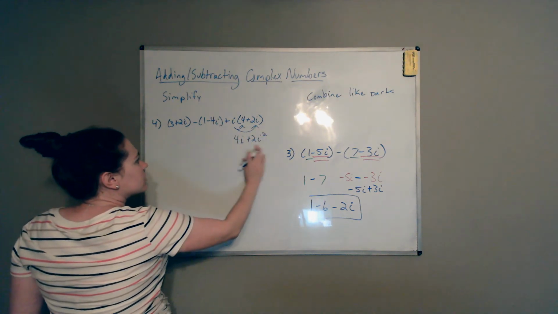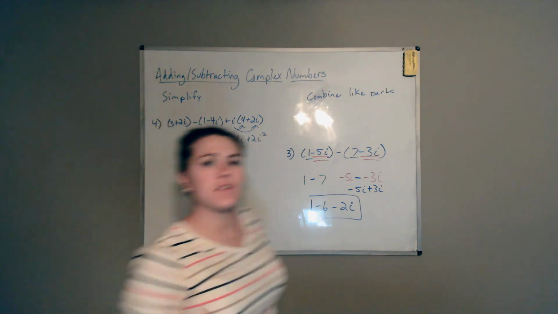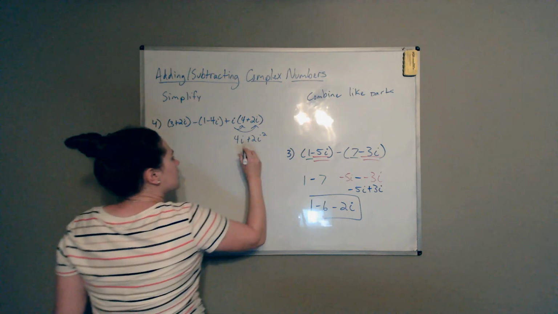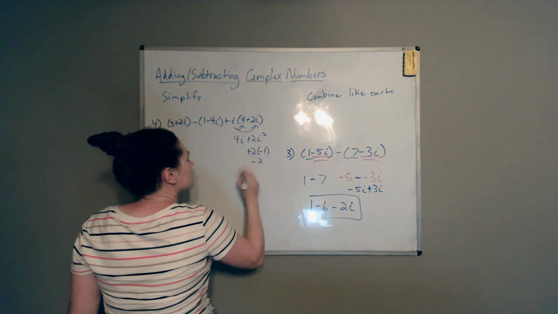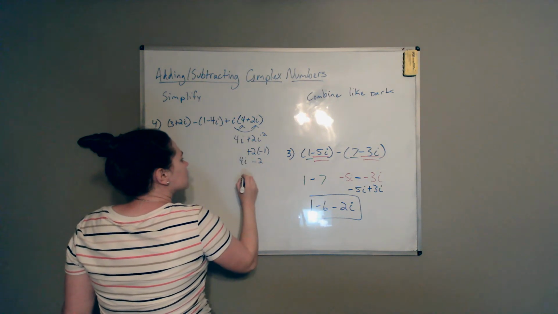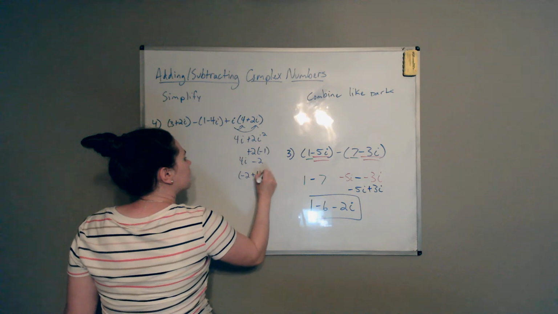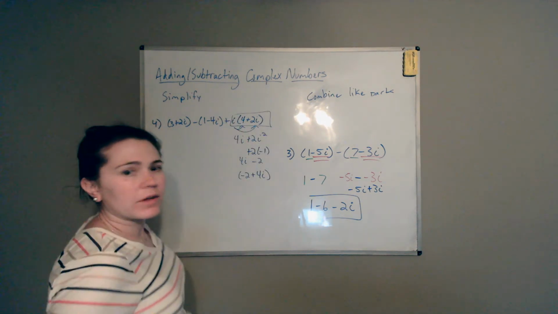You do not leave it just like this because every time you see a power of i greater than 1, you need to make sure you're simplifying that down. i squared is negative 1. This is plus 2 times negative 1. This is negative 2. 4i minus 2, write it in the standard form of a complex number. So you need to get this into the standard form of a complex number.